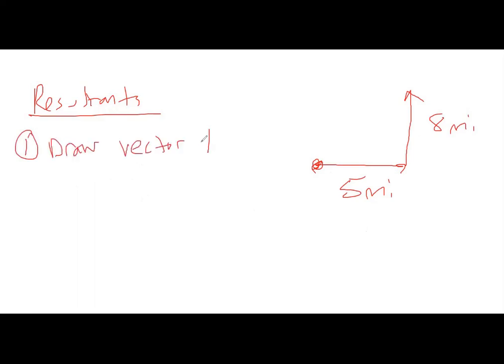So finding resultants. Let's say we do that problem where we walk 5 miles east, and then we walk 8 miles north. Now, how are we going to find our resultant vector? The first thing we do is draw a vector triangle. And it's always a right triangle. We draw our x component first, then we draw our y component, and then we draw R.